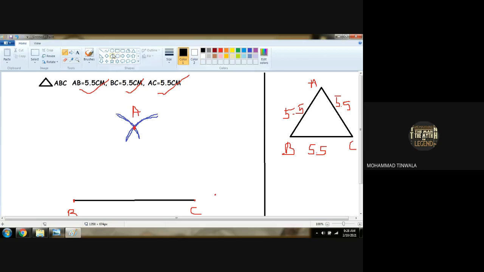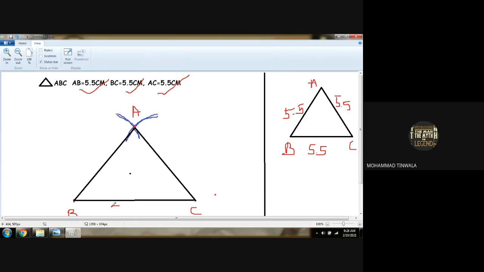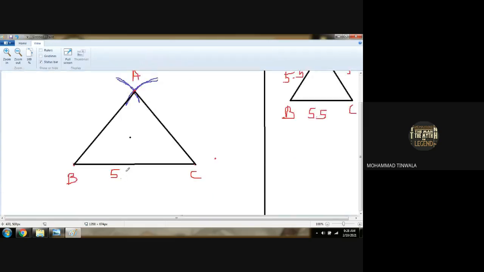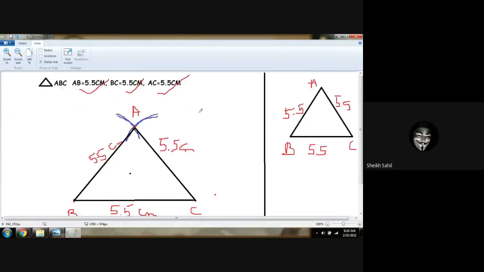So we have completed 5.5, 5.5, 5.5. Now what we will do, we will join point A and point B here, and we will join point A and point C right here. Understood? And we will give the measurement on all the sides. 5.5 centimeter, 5.5 centimeter, and 5.5 centimeter. Your construction is ready. Any doubt with this construction? No.